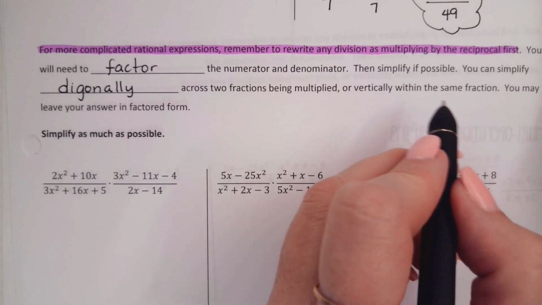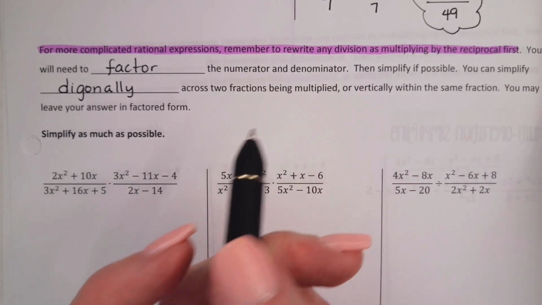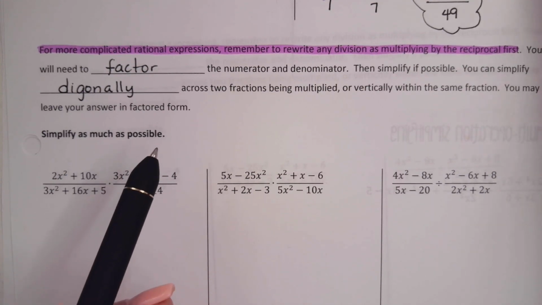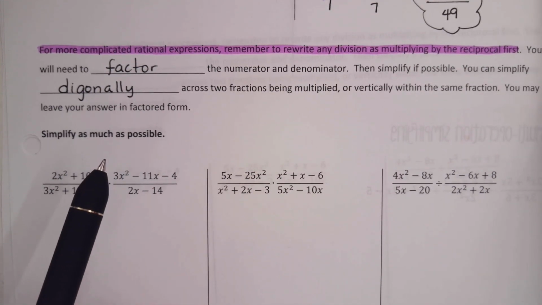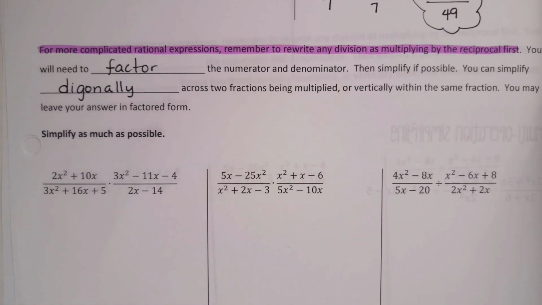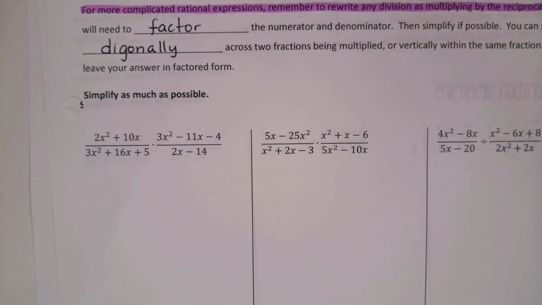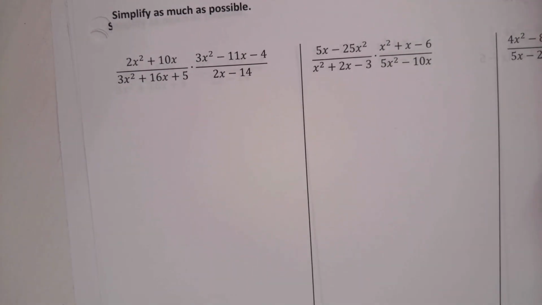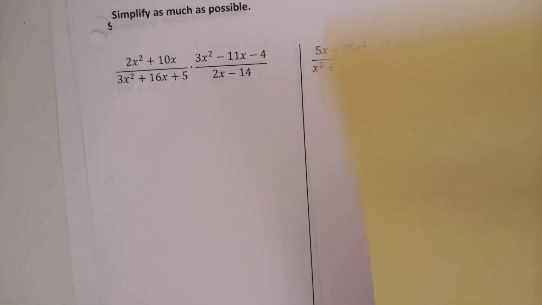Or vertically within the same fraction itself. And if you want to, you can actually leave your answer in factored form on these. You don't have to FOIL it back out unless you just really enjoy foiling. Okay, so the hard part on these again is just going to be the factoring. I'm getting my factoring post-it ready.